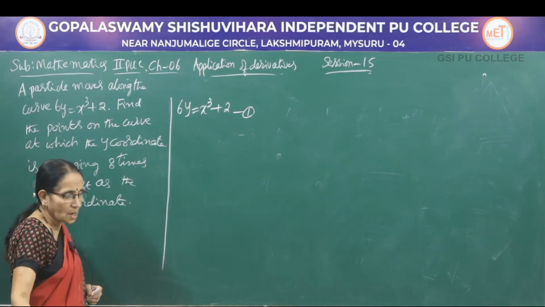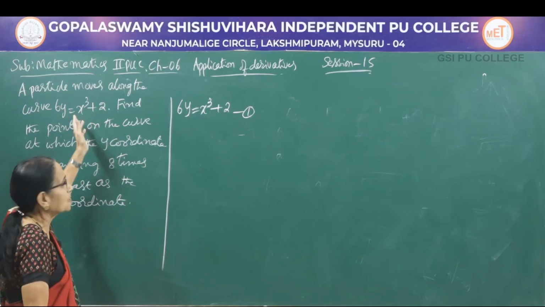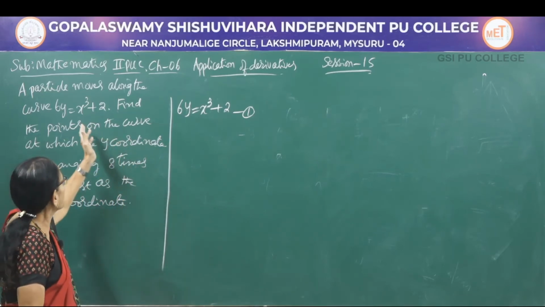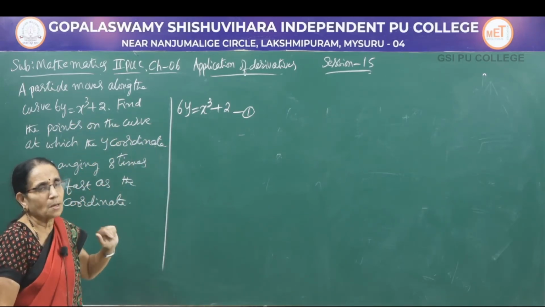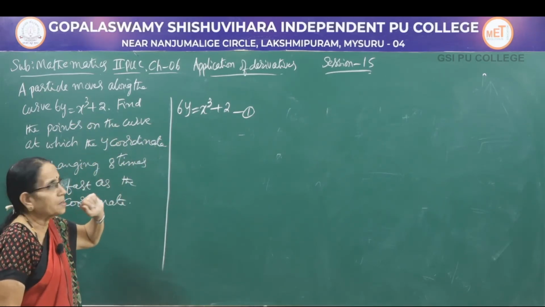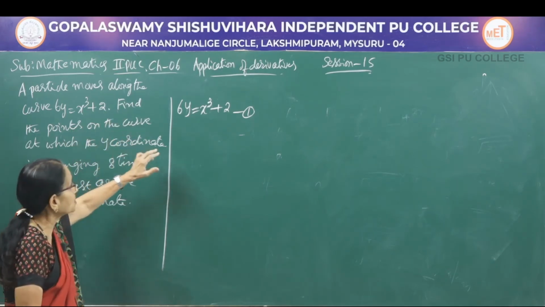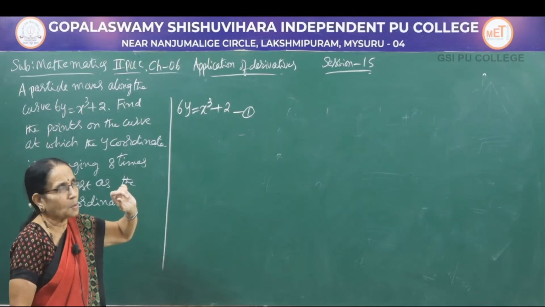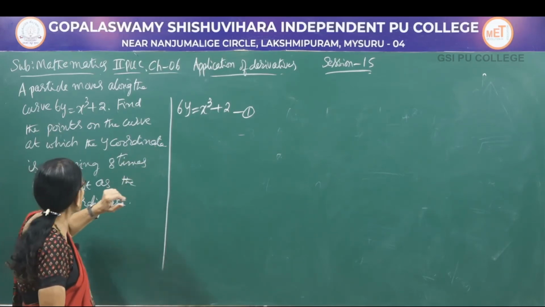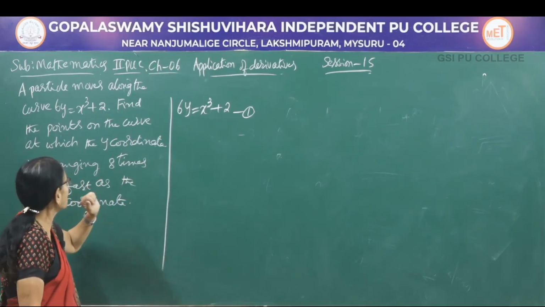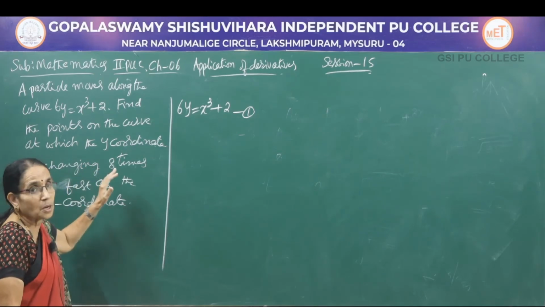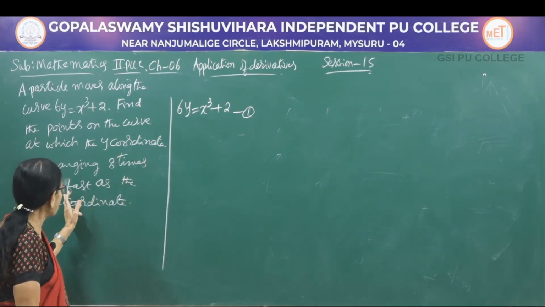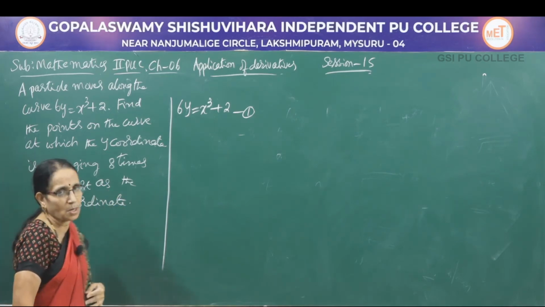Now, a particle is moving along it, it's a curve. A curve is represented by this equation. Therefore, a particle is moving along this particular curve. What has to be calculated here is: find the points on the curve. That's why I gave it a number 1, because I will be using this equation. Find the points on this curve under what condition? At which point the y coordinate is changing 8 times as fast as the x coordinate.